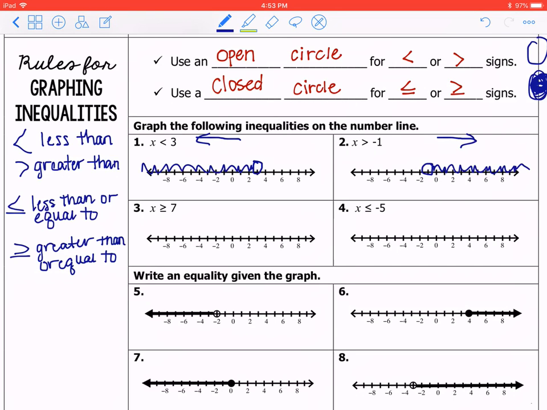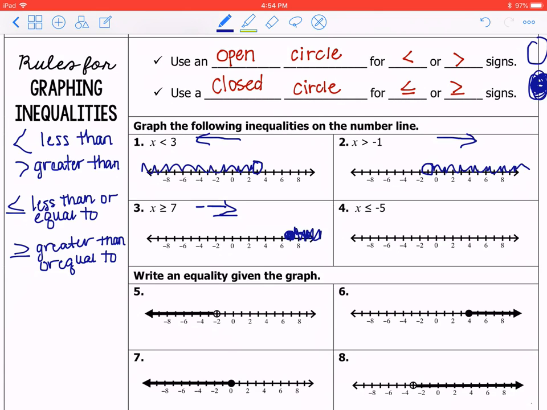For number 3, it says x is greater than or equal to 7. So you're going to find 7, fill in your dot. Your arrow is still pointing, even with that line underneath, it's still pointing right. So I'm going to shade right.